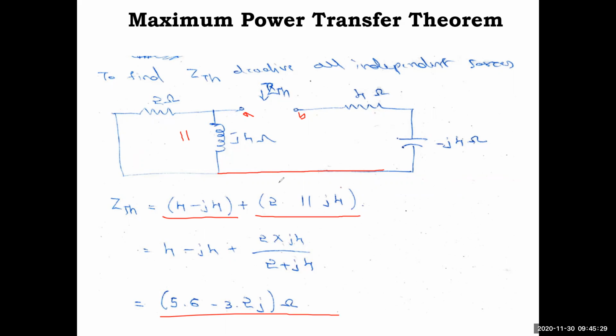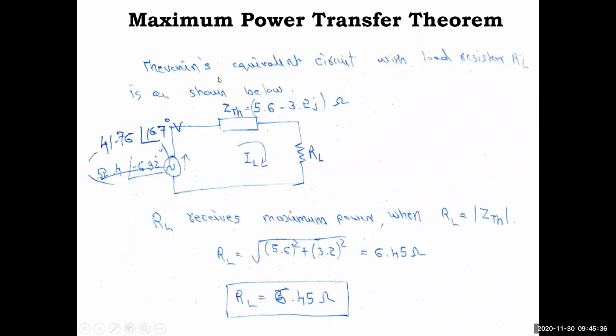Okay, fine. Now we'll have the Thevenin's equivalent circuit. Thevenin's equivalent circuit with load resistance RL is shown now. We need to find RL, IL and P, right? For that, what is the case of RL in this case? If the source is having impedance, RL is the magnitude of this. The magnitude will be calculated manually. RL receives maximum power when RL is equal to the magnitude of ZTH. You can manually do this calculation.